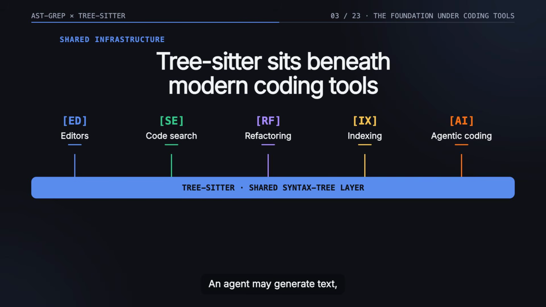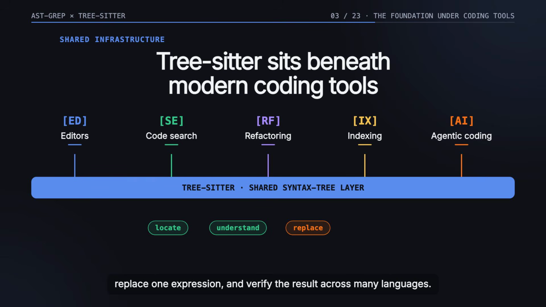An agent may generate text, but useful coding actions still need exact language boundaries. They need to locate a function, understand a call, replace one expression, and verify the result across many languages. Tree-sitter provides a shared parsing layer beneath many of those workflows. That makes changes to its runtime important far beyond one benchmark.